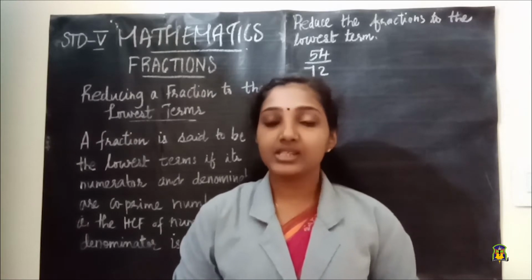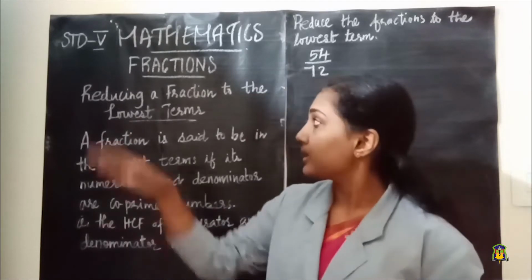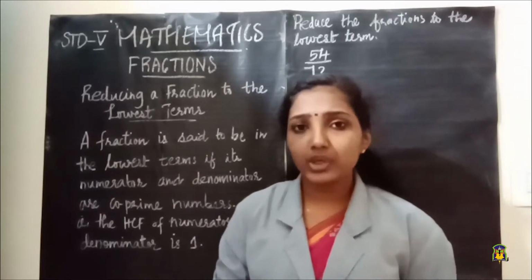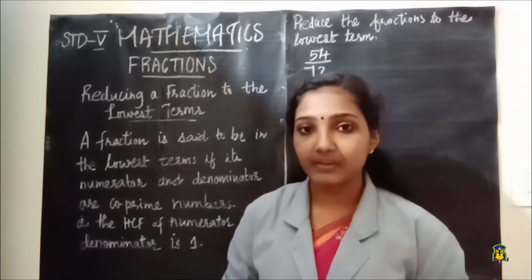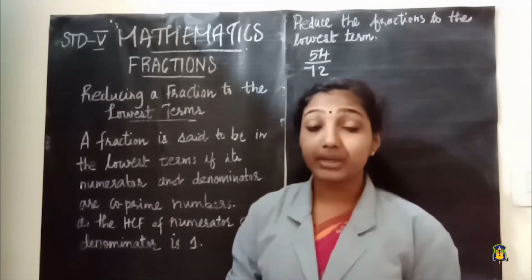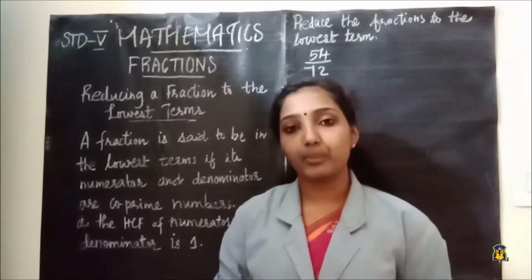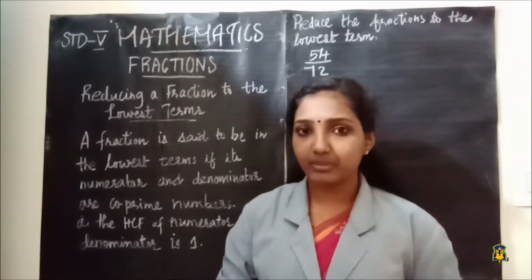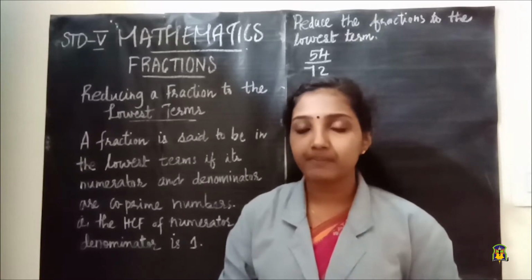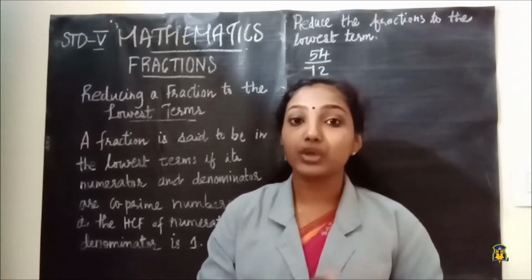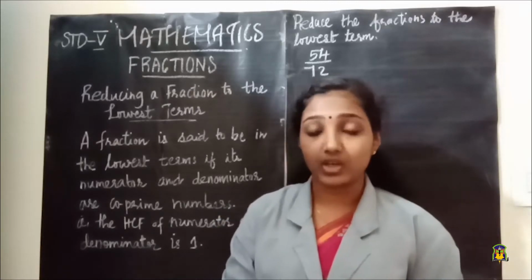Today in this class we are going to study the next topic, and it is reducing a fraction to the lowest term. What do you mean by lowest term of a fraction? A fraction is said to be in its lowest term if its numerator and denominator are coprime numbers. Coprime numbers means what? We already studied. Do you remember what are called coprime numbers? Very good. Two numbers with only one as the common factor are called coprime numbers.